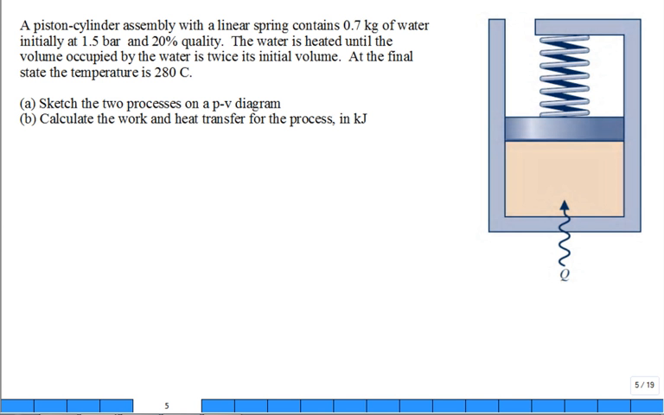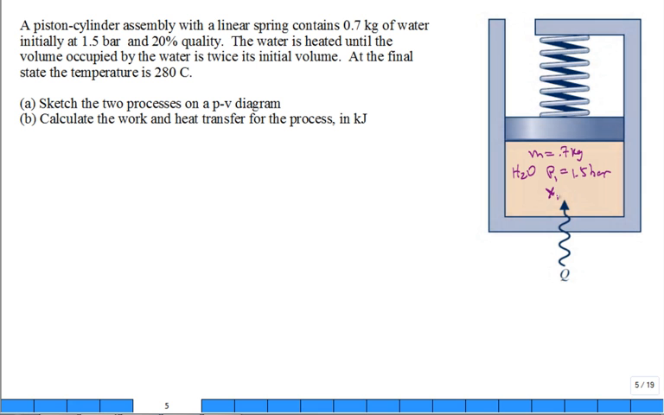So let's go ahead and solve this problem. A piston cylinder assembly with a linear spring contains 0.7 kilograms of water initially at 1.5 bar and 20% quality. So there's a lot of information in the first sentence. The mass is known, 0.7 kilograms. It's water, and it's given the initial pressure of 1.5 bar at initial quality.